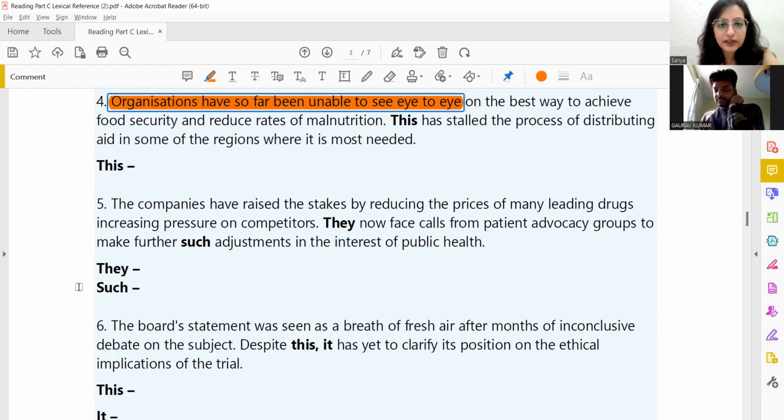The next one has two pronouns that you have to figure out. The company have raised the stakes by reducing the price of many leading drugs, increasing pressure on competitors. They now face calls from the patient advocacy group to make such adjustments. So pressure on competition, face calls from the patient advocacy group to make such adjustment.